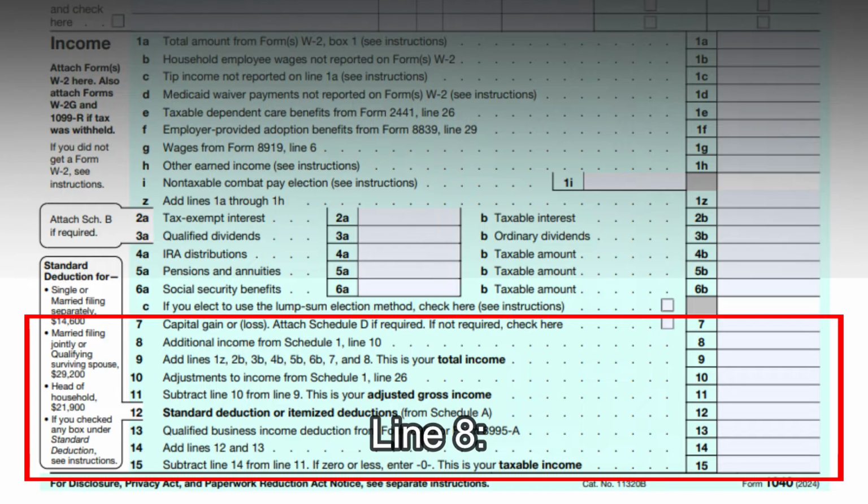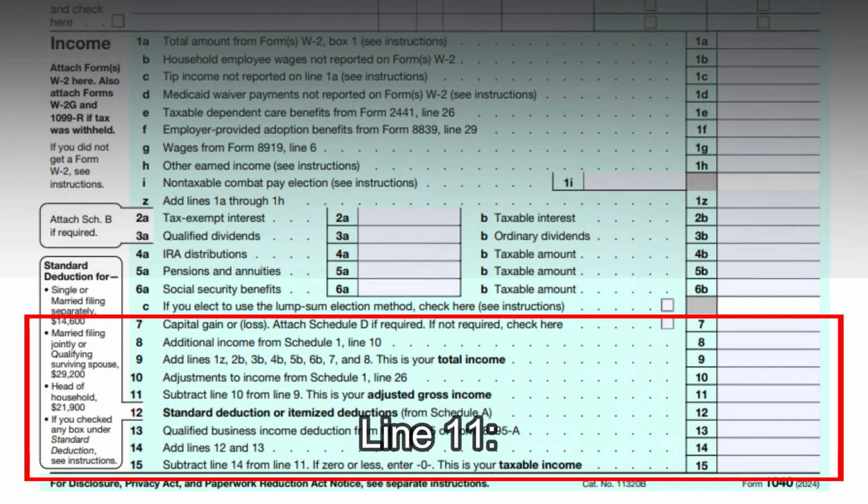Line 8. Schedule 1, line 10 of the tax return is where you report additional income that doesn't fit into the categories reported directly on Form 1040, like wages, interest, dividends, etc. It includes a variety of income sources that must be reported separately. Adjustments and taxable income. Line 10. Adjustments to income are specific deductions that reduce your gross income to arrive at your adjusted gross income, AGI. These adjustments are reported on Schedule 1.